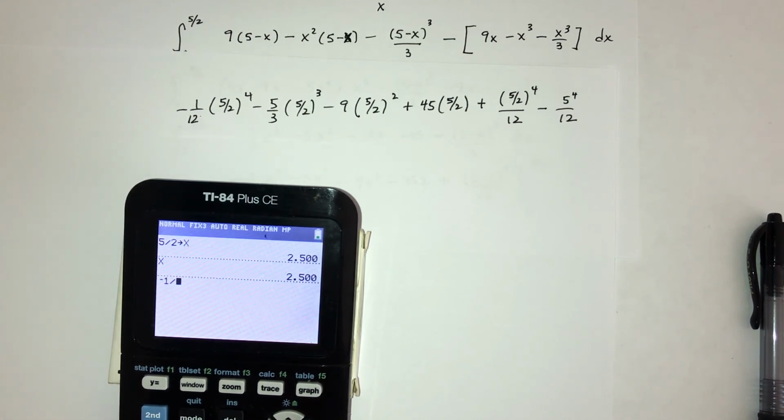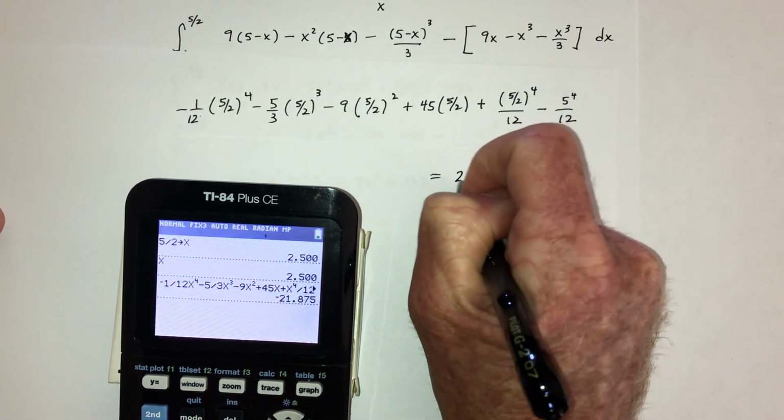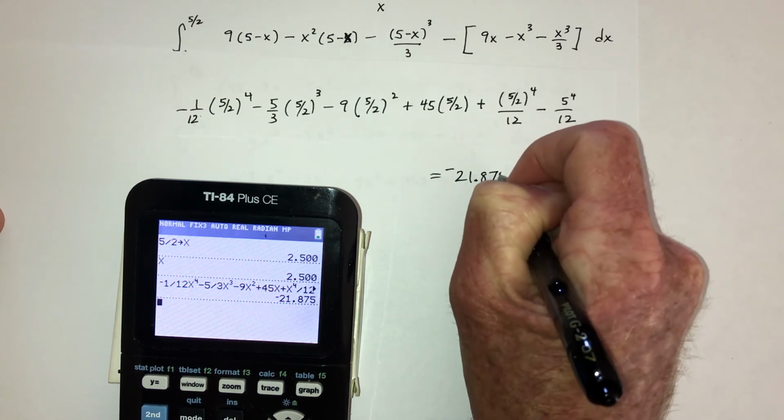So negative 1 12th, and then x is raised to the 4th, and it will plug in the 5 halves for me. Then minus 5 thirds, x is raised to the 3rd, minus 9, and then 5 halves squared, plus 45 times the 5 halves, plus the 5 halves raised to the 4th, divided by 12. Oops, that's not divided, that's divided. And then minus 5 raised to the 4th, and that's divided by 12. So the final answer is negative 21.875.